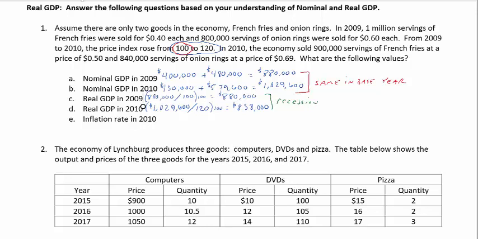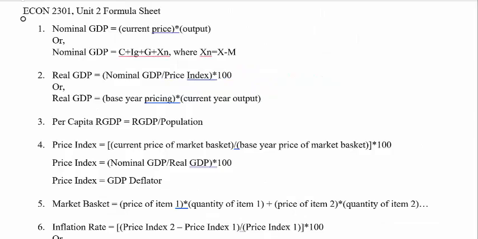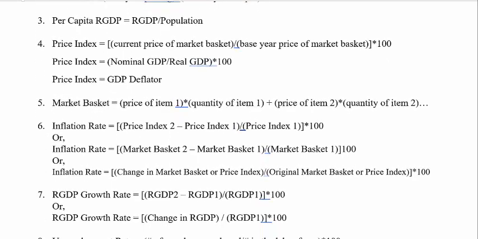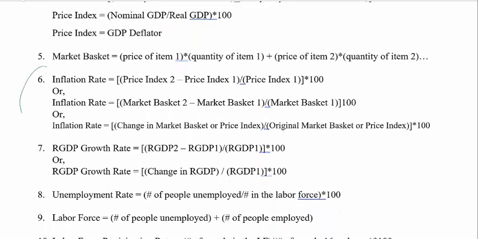Now, E is simply what's the inflation rate. Well, to calculate the inflation rate, let me show you the formula for that. Here you go, inflation rate. Alright, there's a bunch of ways to do it, but they're all the same, just using different variables. So you can use the market basket, you can use the price index. Those are all ways to do it. And so really all we're going to do is take the change in the market basket or the price index and then divide by the original market basket or price index.